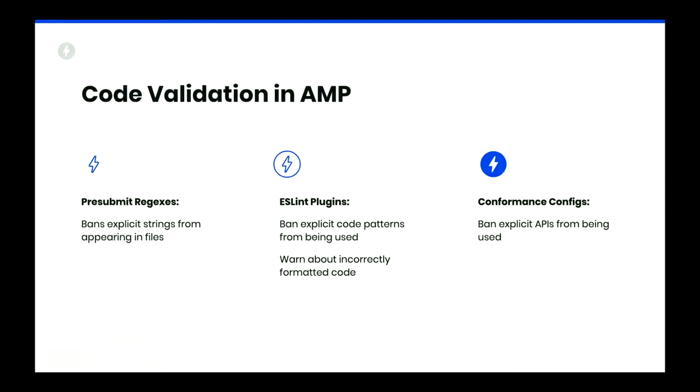Next, we have ESLint plugins. These are a little bit more flexible. We can design plugins to look for specific code patterns. Or we can design the plugins to warn about incorrectly formatted code. ESLint is how we run Prettier, which is our automatic code formatter, so that all of our code looks consistent. And finally, we have conformance configs. And these are extremely precise. We can tell exactly what is happening in the conformance config, which API is being called on what type of object. And we can ban it or push people to using a different API.